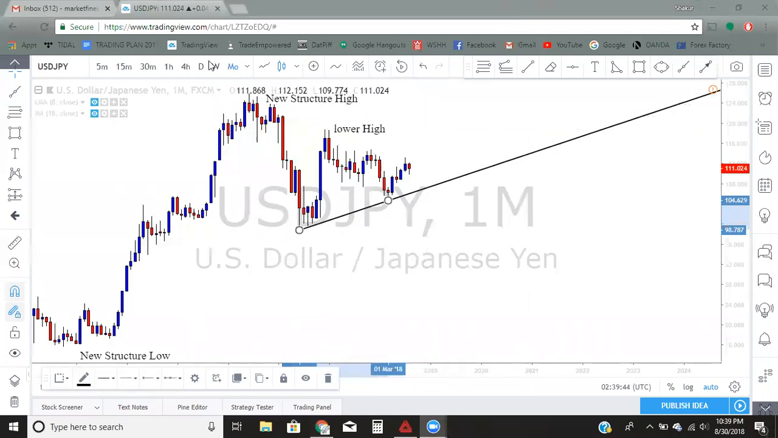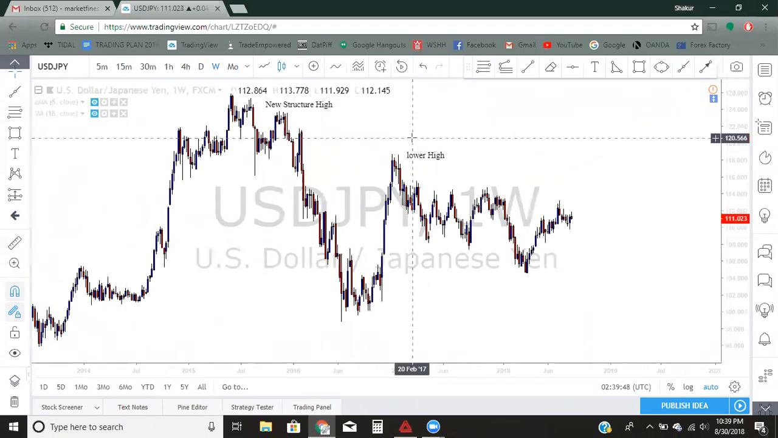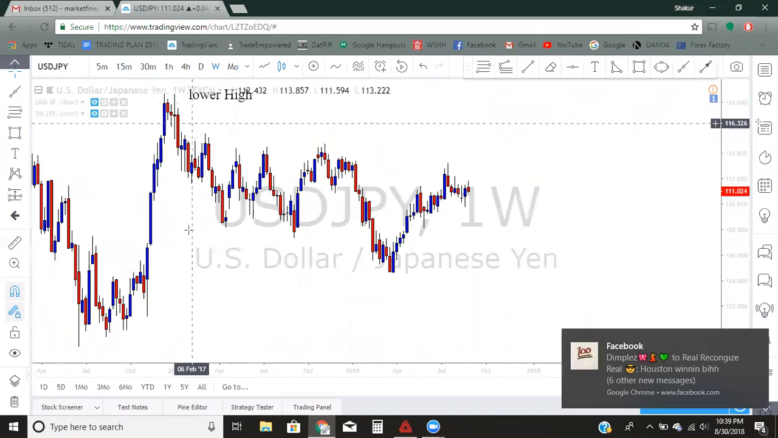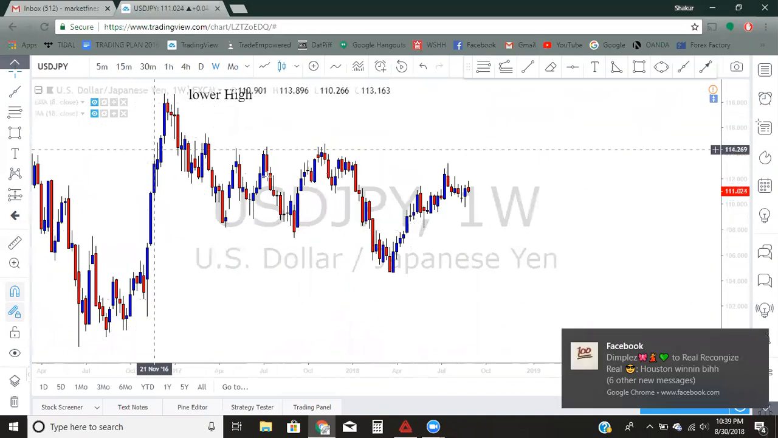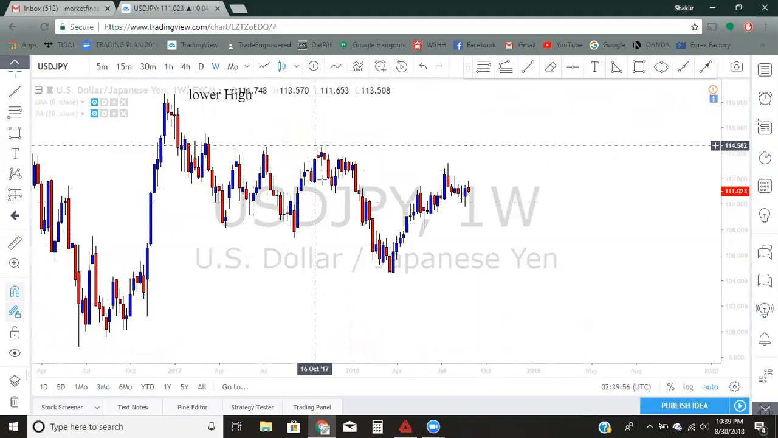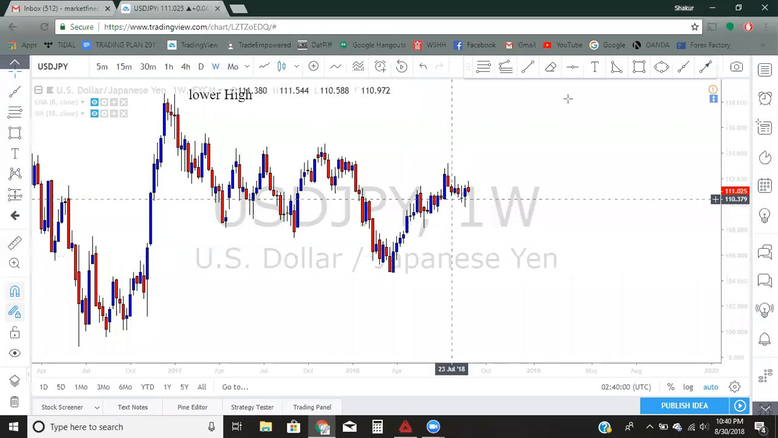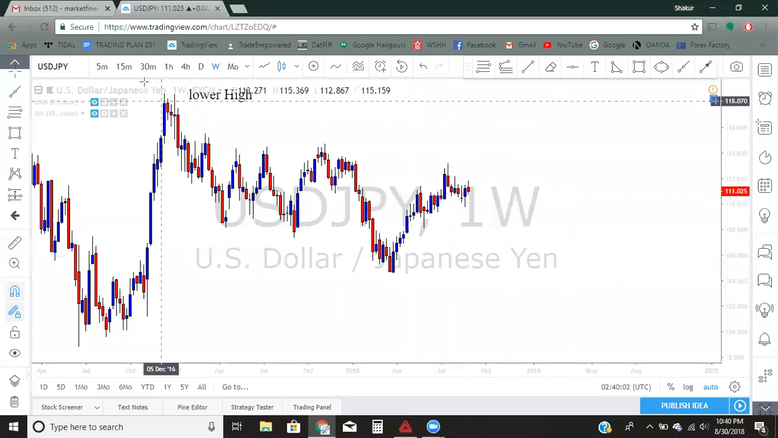So when I dropped down to the weekly, I saw in the weekly that UJ was creating lower lows, boom, lower highs, and then it dropped. This was the lower low. This was initially a lower high.